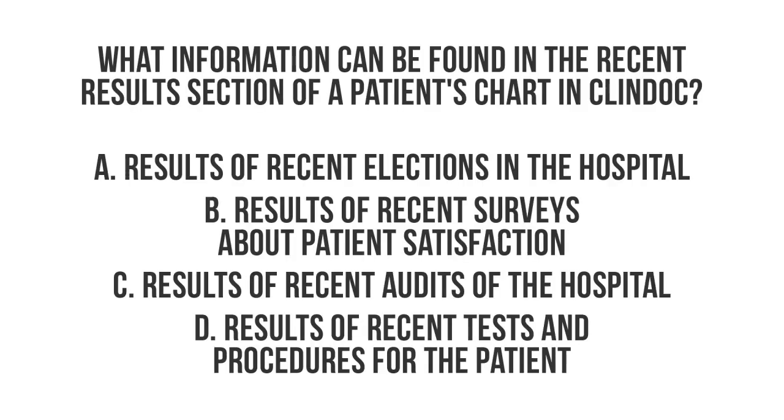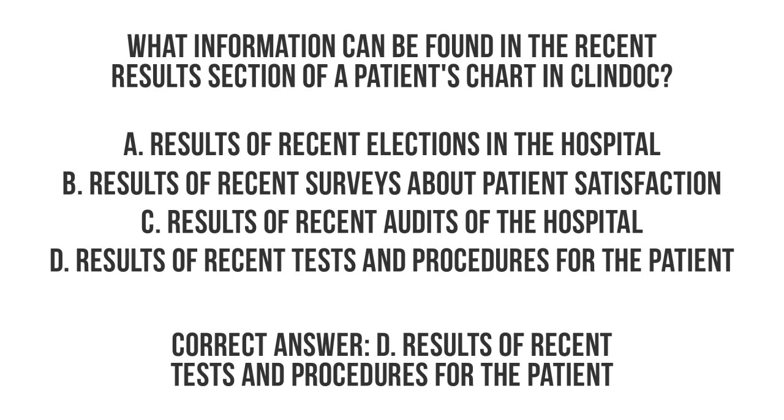What information can be found in the recent results section of a patient's chart in ClinDoc? A. Results of recent elections in the hospital. B. Results of recent surveys about patient satisfaction. C. Results of recent audits of the hospital. D. Results of recent tests and procedures for the patient. Correct answer, D. Results of recent tests and procedures for the patient.